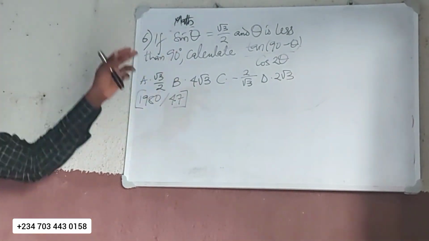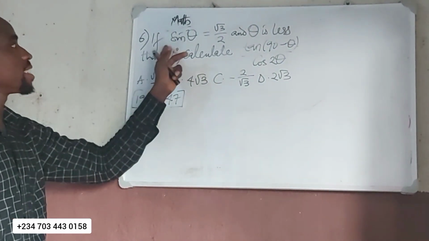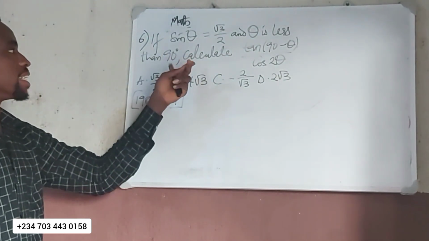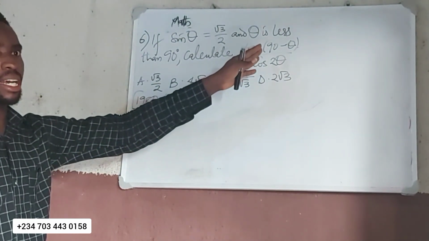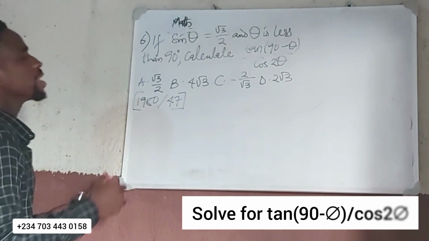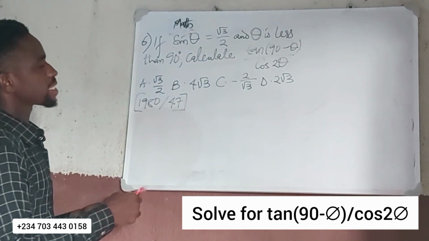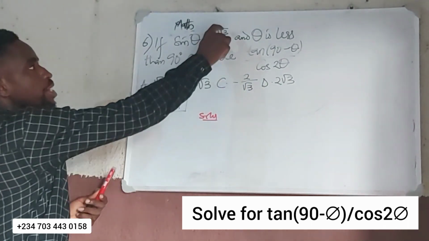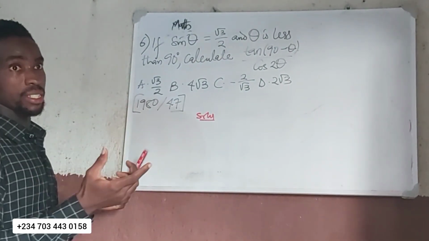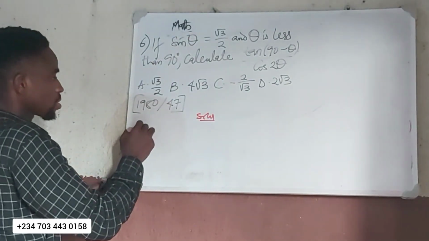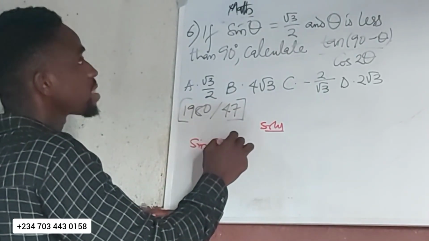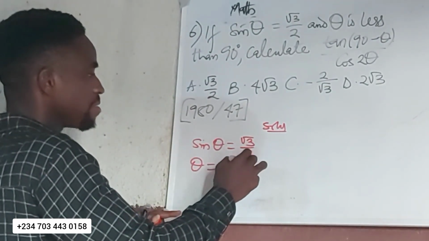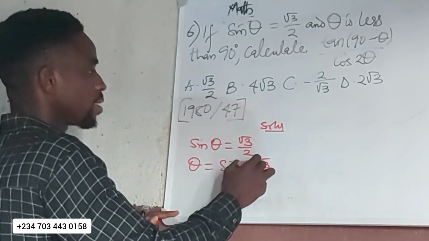Now we have that sine theta is root 3 upon 2, and theta is less than 90. Then we have to calculate this relationship. Okay, now how do we do that? Since this is a known value, we'll just take the sine inverse to find the value of theta. So this sine theta is root 3 upon 2, then theta is sine inverse of root 3 upon 2.